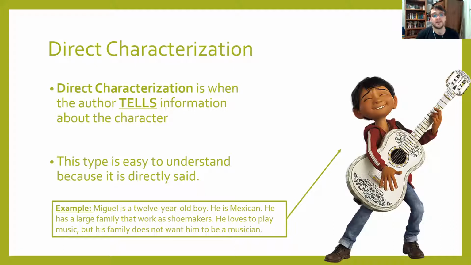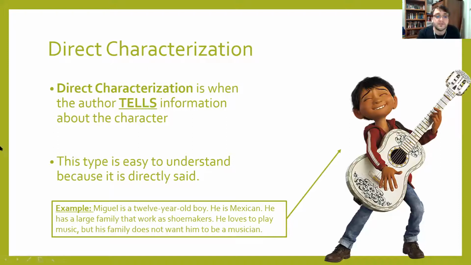Direct characterization is when the author tells information about the character. They are directly telling us. We don't have to make a guess. We don't have to try to figure out what they're like. It's just directly told to us. This type of characterization is easy to understand because it's directly told to us.